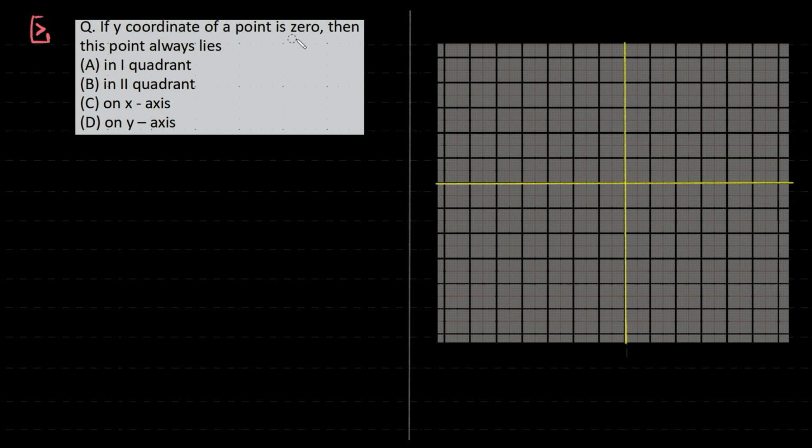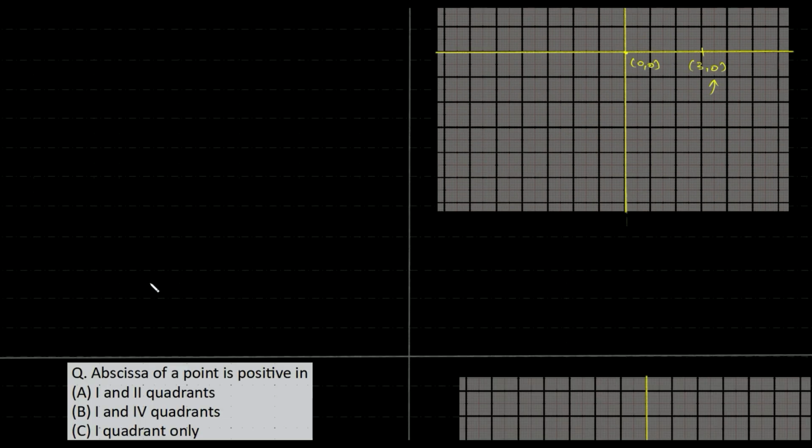If the y coordinate of a point is 0, then this point always lies in the first, second, on the x-axis, or on the y-axis. So let's analyze this. This is our origin. Three steps to the right is 3, 0. Two steps up will be 0, 2. So they're asking, if the y coordinate of a point is 0, where is it 0? It's 0 on the x-axis. So the answer is x-axis.